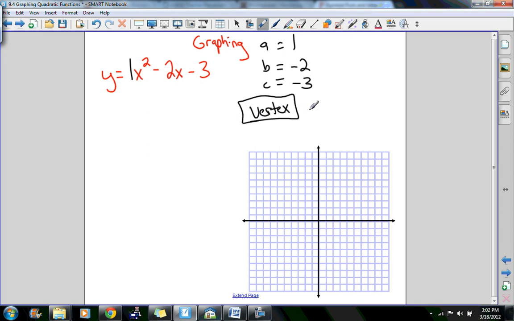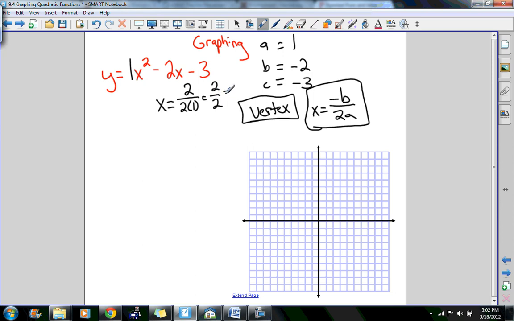the vertex will always be located at x equals opposite b over 2a. That's the reason why we learned the a, b, and c values. So opposite of b over 2a means that our vertex is going to be located at positive 2 over 2 times 1, which is 2 over 2, which is 1. And the reason why we do that is we're going to make a table of x, y values.